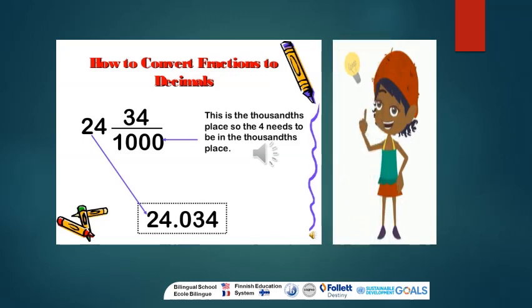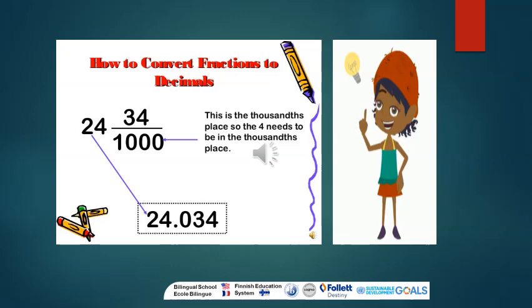Another example, 24 and 34 over 1000. It's a mixed number as well. So what shall we do? Forget about the whole number part first, and then we will go to the fraction part. 34 over 1000. 1000 in the denominator means I need to fill 3 digits after the decimal point. So we're gonna put the 4 in the thousandths place, 3 in the hundredths place, and in the tenths place we put 0 because we have only 2 digits up in the numerator. That's for the digits after the decimal.